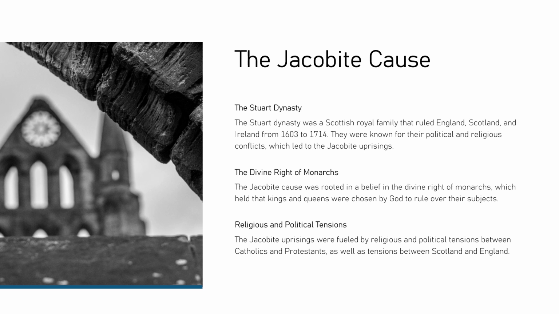The divine right of monarchs. The Jacobite cause was rooted in a belief in the divine right of monarchs, which held that kings and queens were chosen by God to rule over their subjects. Religious and political tensions. The Jacobite uprisings were fueled by religious and political tensions between Catholics and Protestants, as well as tensions between Scotland and England.